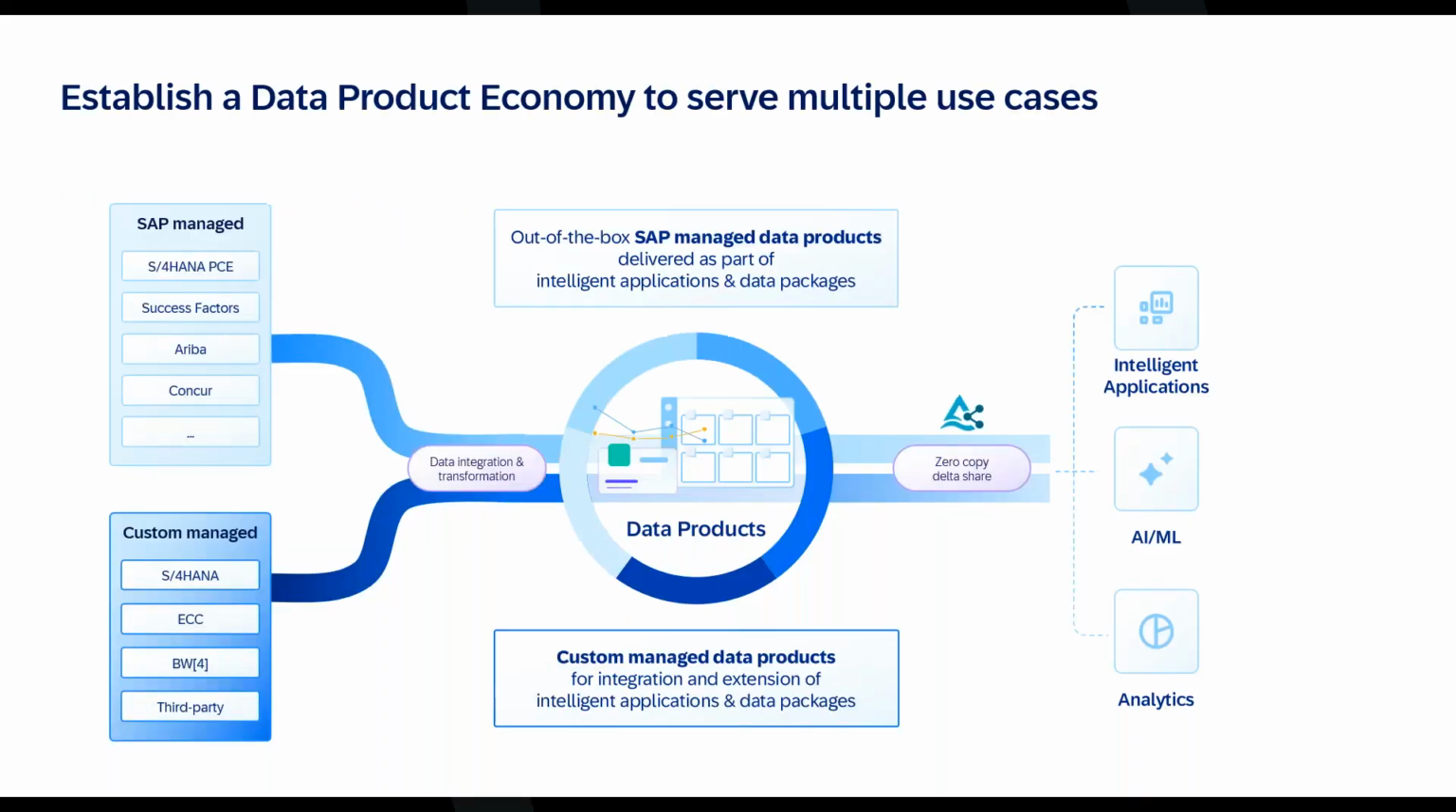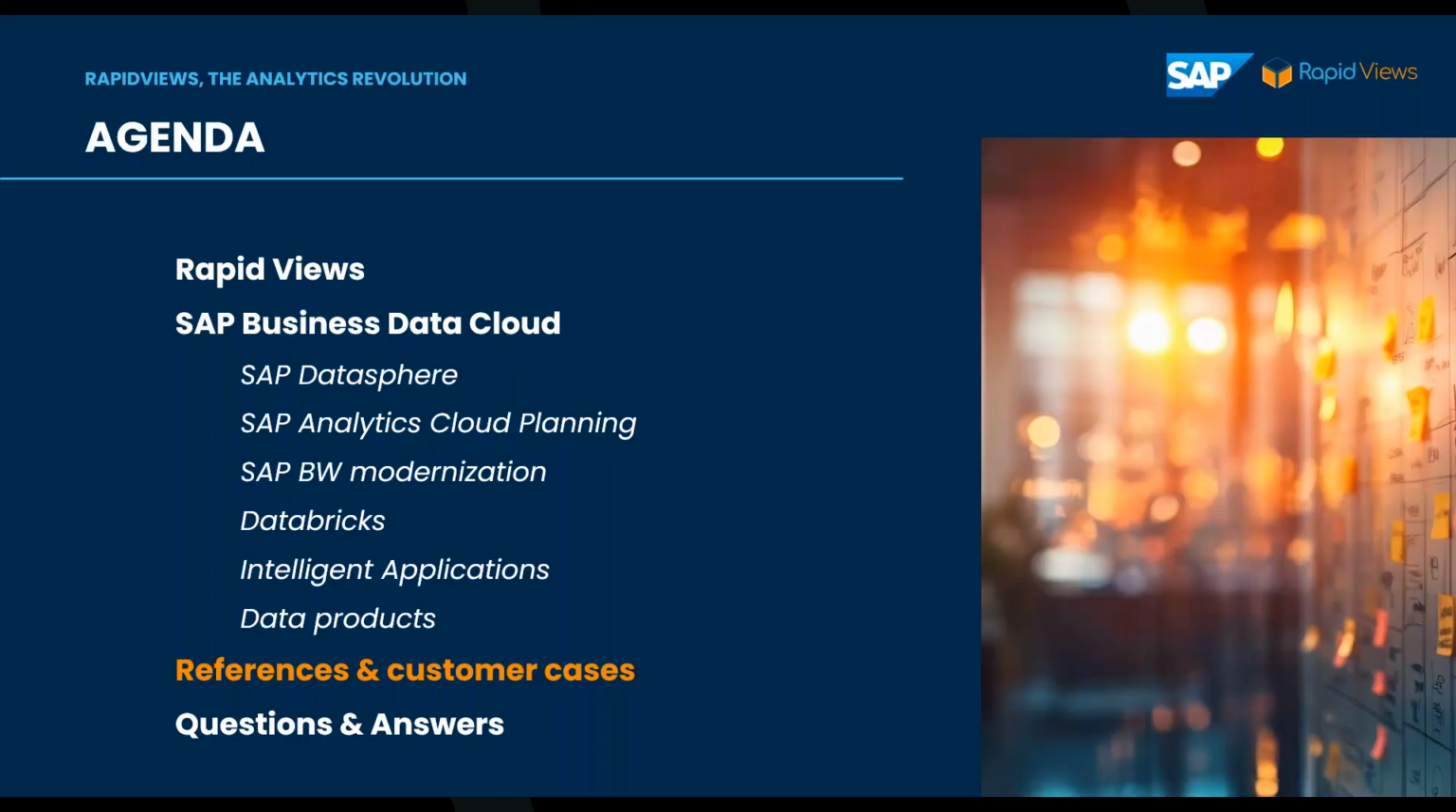Okay, data products. One slide on data product. A data product is an object that can be installed on an SAP Datasphere system, and with this data product, all the components of SAP BDC, like Databricks, Datasphere, and SAP Analytics Cloud, can communicate and share the data.